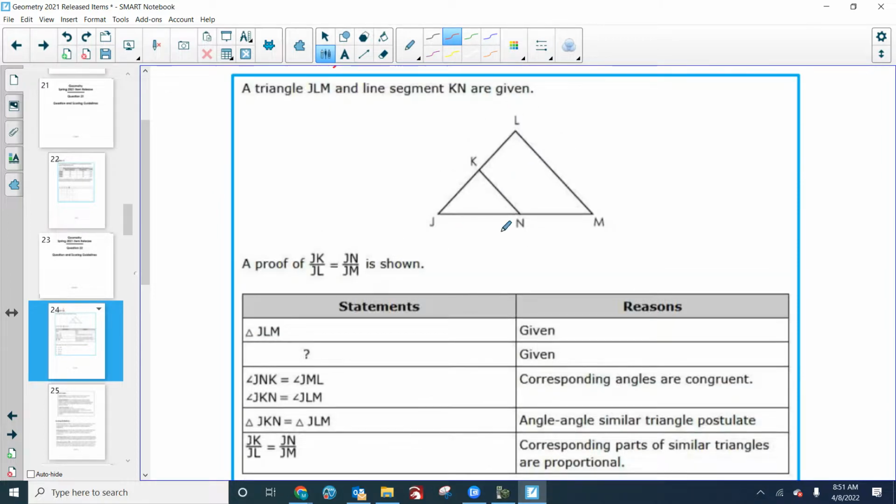All right. A triangle JLM and line segment KN are given. A proof of, listen please, a proof of JK over JL equals JN over JM is shown. So as soon as you read that, you could draw this on your graph paper if you wanted to, just sketch it and mark it up. JK over JL equals JN over JM. Okay?